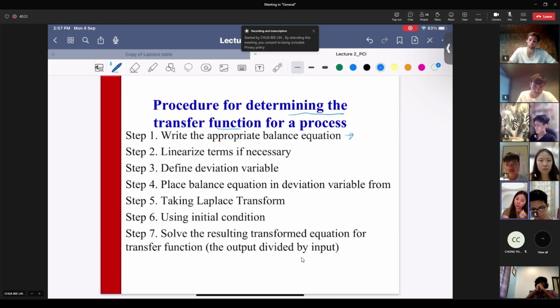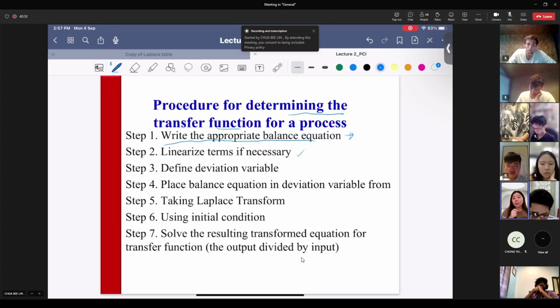One part asks you to derive the model to represent the composition dynamic model. The other part is to derive the equation to represent the temperature dynamic model. So in that case, if the temperature is not constant, then you have to derive using the energy balance as well. So this is step 1. You have to write the appropriate balance equations.